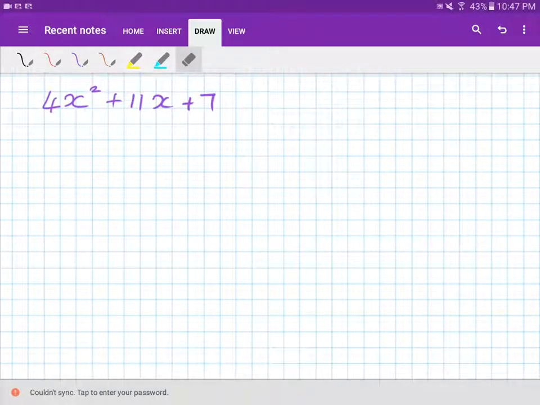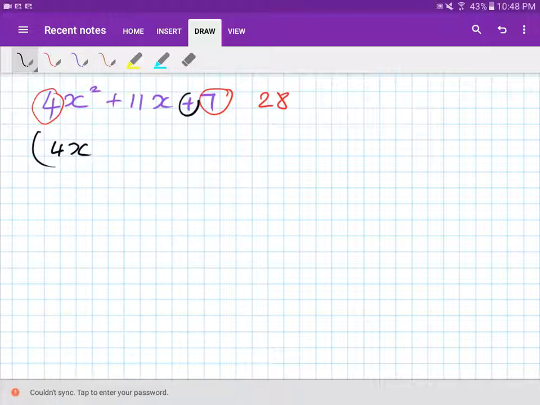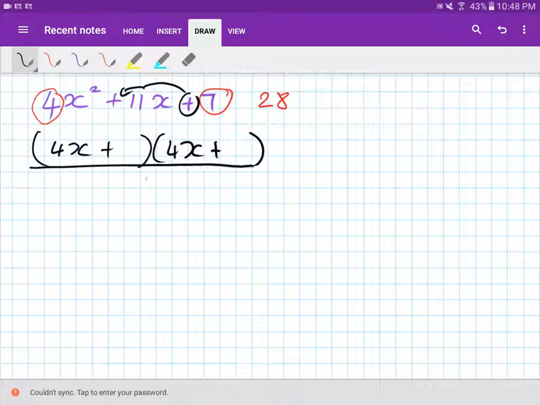To factorize this, we're going to use exactly the same process as what we did in the previous video. Because the coefficient of x squared is 4, we just need to multiply 4 by 7 first. 4 times 7 is 28, right? Now, because 4 is the coefficient of x squared, we need to write 4x, and because it's a plus, we just copy that side out. So 4x plus, and then 4x plus, and then divide by 4.